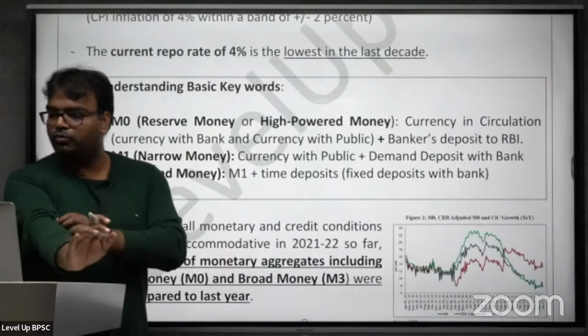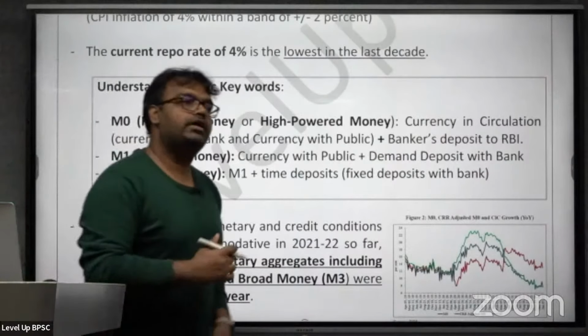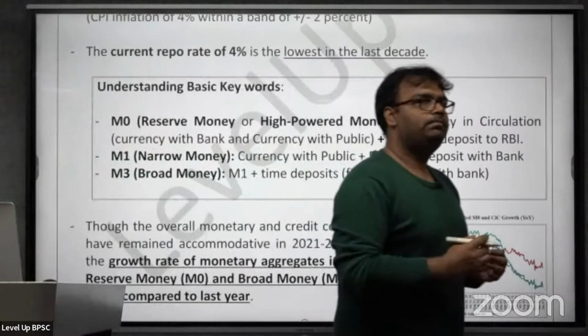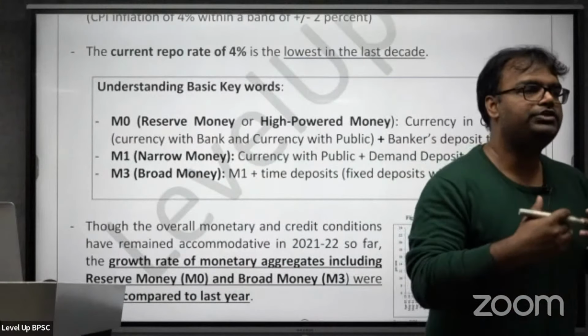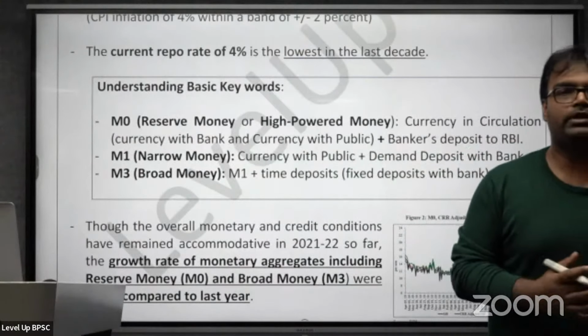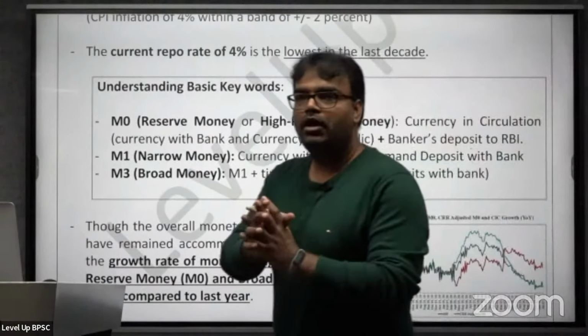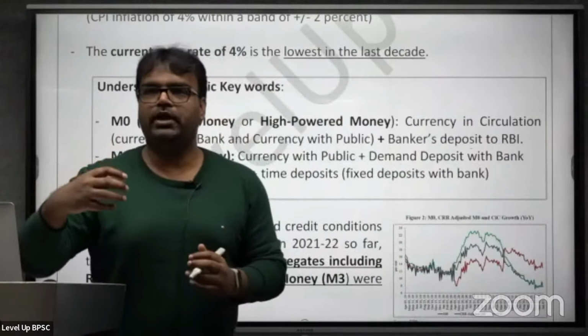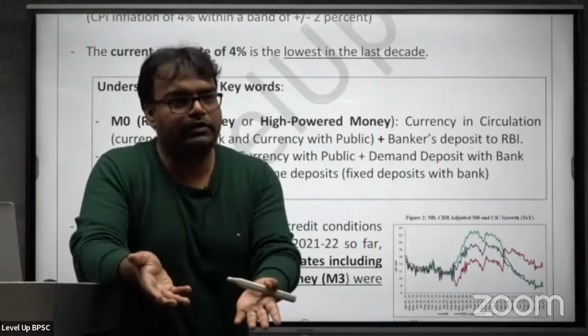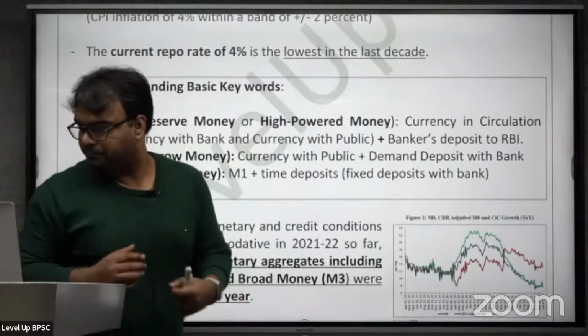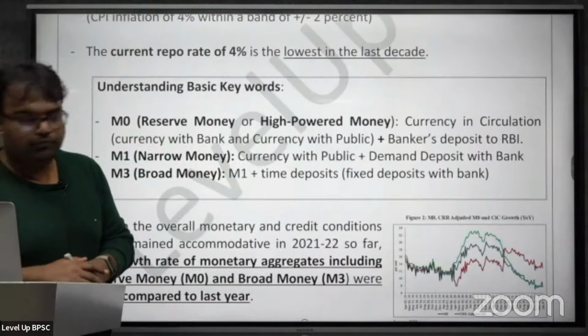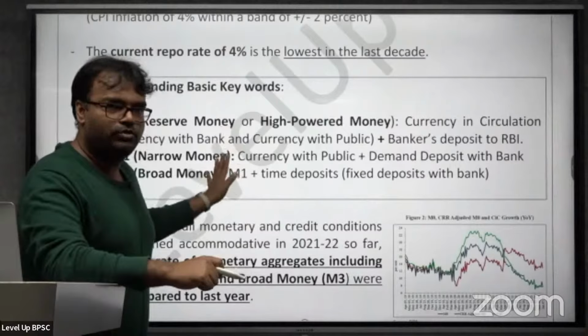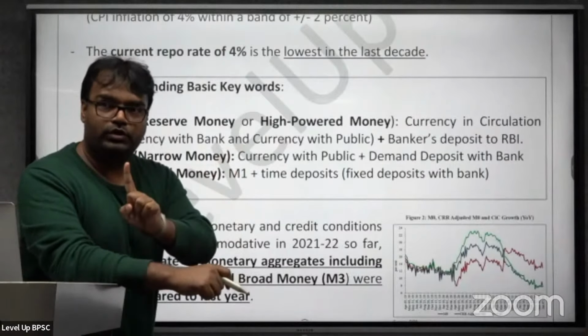Surbhi is asking, sir, what does accommodative stance mean? Beta, accommodative stance means that we have a relaxed monetary policy. We are ensuring that there is more money available in the economy. We are accommodating the bad situation in the economy, and for that we are ready to give more money in the economy. Fine. So M0, M1, M3, all of you understand.